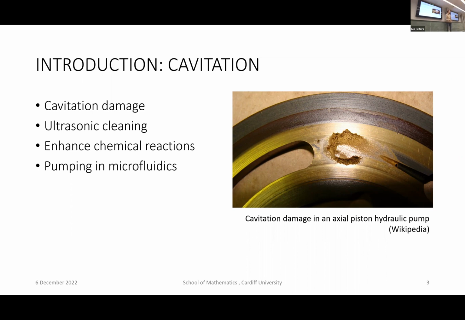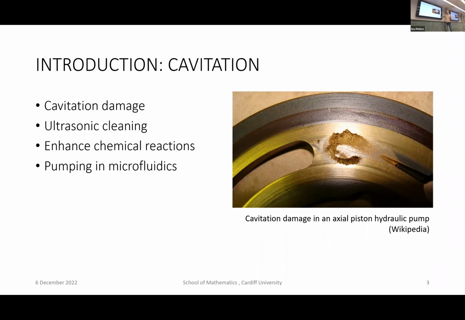But we can also use cavitation, and it's used very widely in ultrasonic cleaning. Bubbles can also help in enhancing chemical reactions, because you generate free radicals when you have these violent collapses. You can also use these bubbles to pump in microfluidic devices. There are many more applications out there, but what I'll talk about is just a very simplified model. The idea is to get some fundamental understanding of how individual bubbles behave in complex geometries.